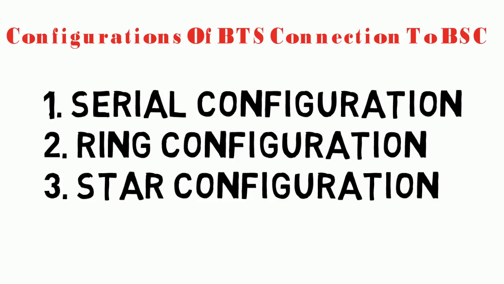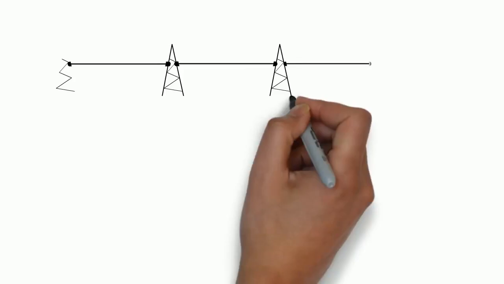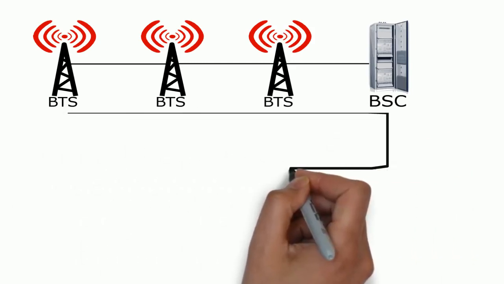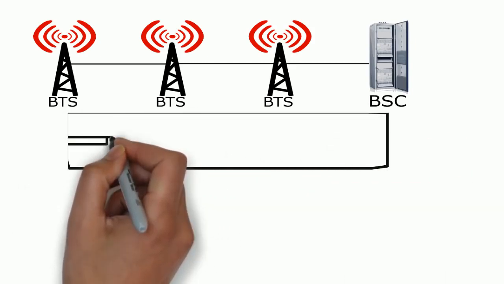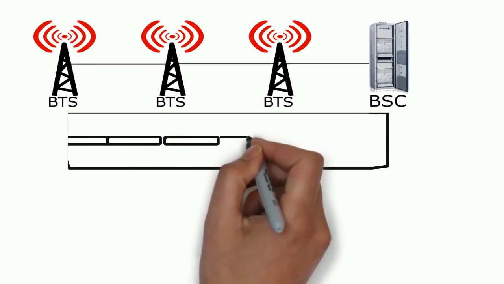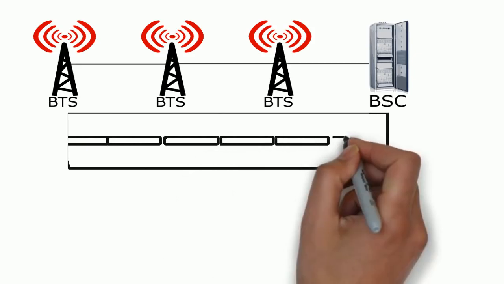Now, first of all, we are going to discuss the serial configuration. In this serial configuration, as is evident from the diagram, BSC, BTS and the other BTSs that are connected to the BSC, all of them are connected in serial. And when is this configuration most frequently used? This configuration is most frequently used, for example, on the highways when there is a large distance between two cities and you are going from one city to another city.